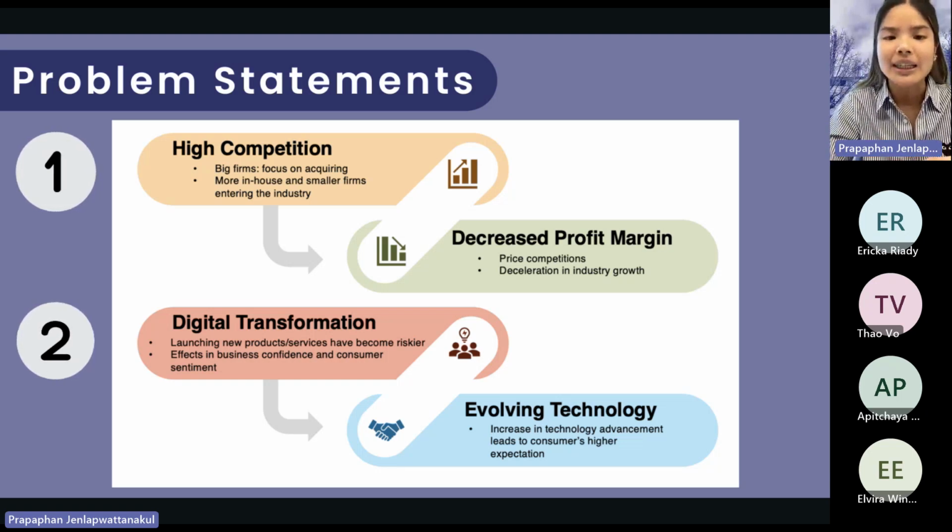And the second problem statement is that with the digital transformation, launching new products or services is becoming more risky for business, and this creates a higher demand for market research services, where clients would want to gain confidence in business confidence and consumer sentiment. And this can be a challenge, where consumers will have higher expectations and the company will have to keep up to date with the latest trends or technology in order to stay relevant within the industry.